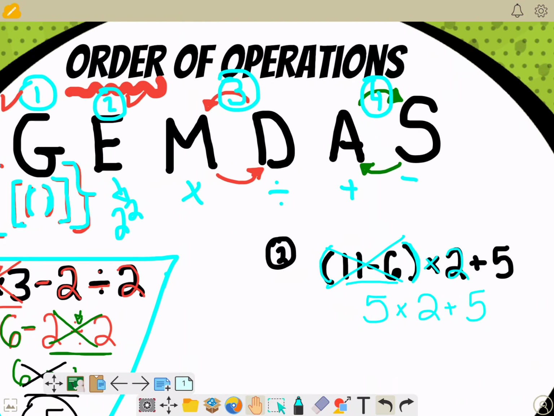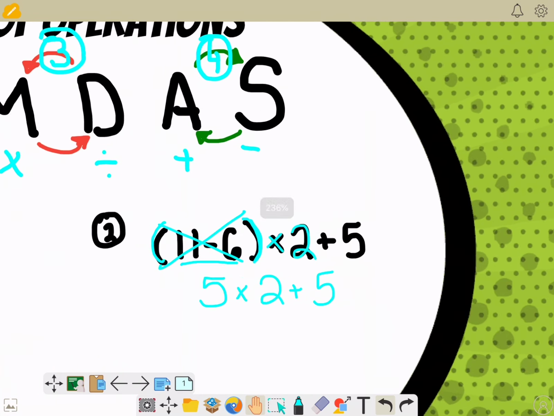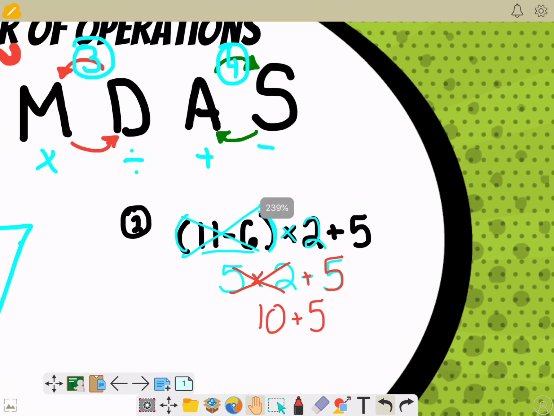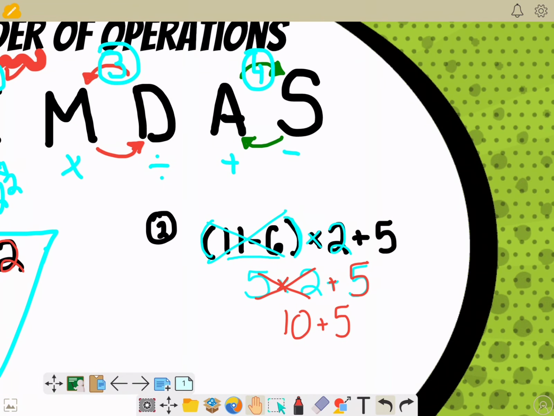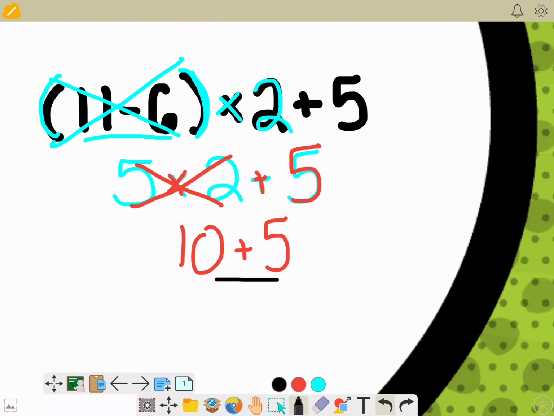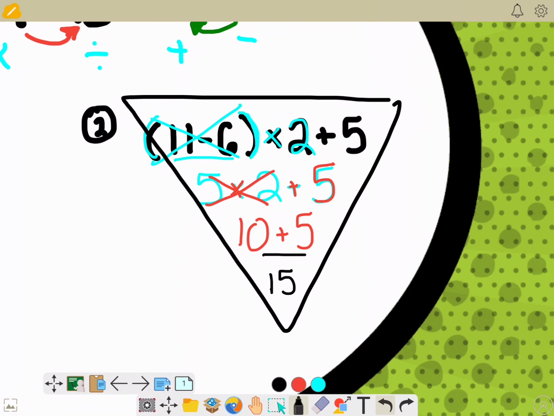Do I have any more groups? No. Do I have any exponents? No. Do I have any multiplication or division? Yes. I see one right here. Well, what is 5 times 2? 5 times 2 is 10. Cross out what I just did. Bring everything else down. Do I have any more multiplication or division? No. Addition or subtraction? Yes, I do have that. Zoom it back in. What is 10 plus 5? 15. And notice, as I said on the last one, it's going to kind of end up making a little bit of a Dorito chip.